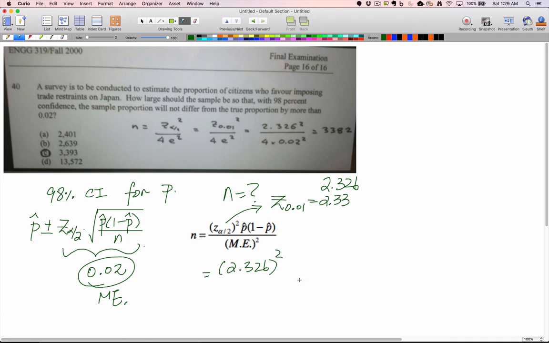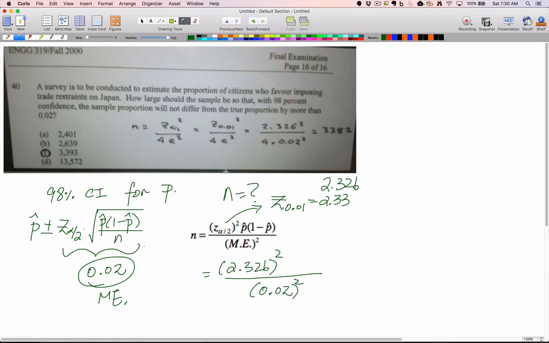I'm going to square that. And the margin of error in the denominator, that's the desired margin of error in our question, that's 0.02. The problem in this question is p hat is not given. There's nothing here that tells us how many n people we've sampled.